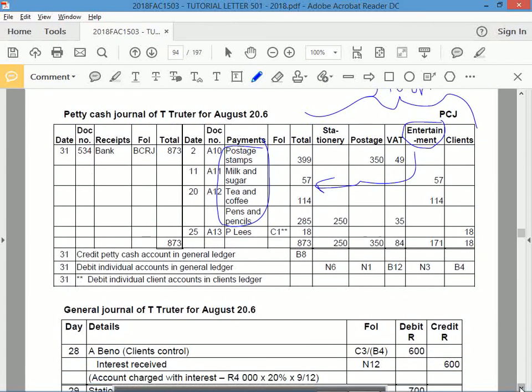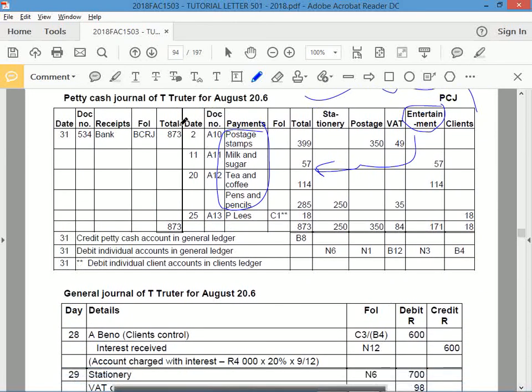Petty cash journal and the general journal. All I'm going to be looking at here are amounts that affect my bank. So do you agree petty cash, in terms of the petty cash journal, is going to affect the petty cash always? It'll be debit petty cash.